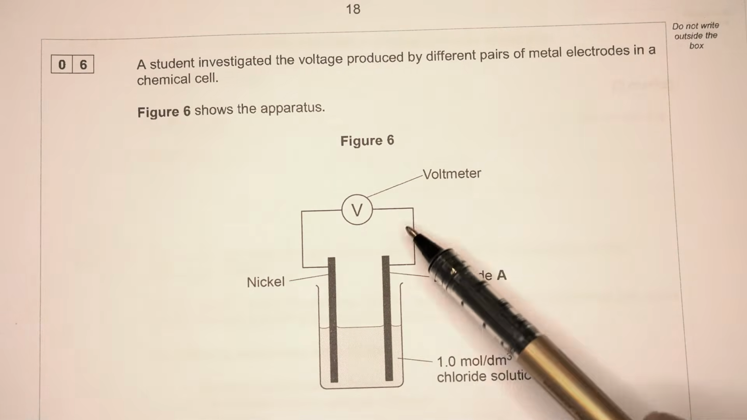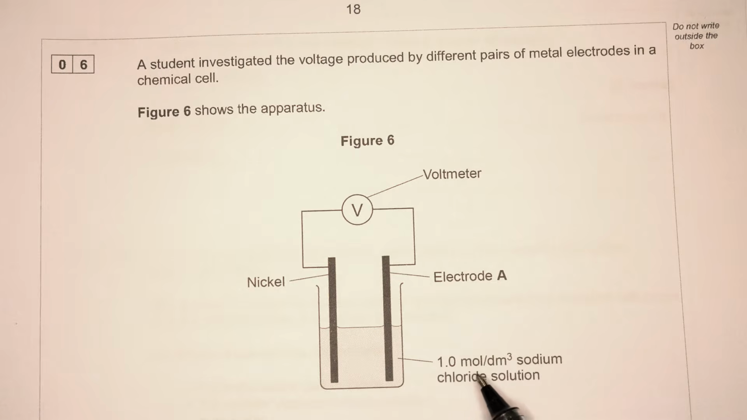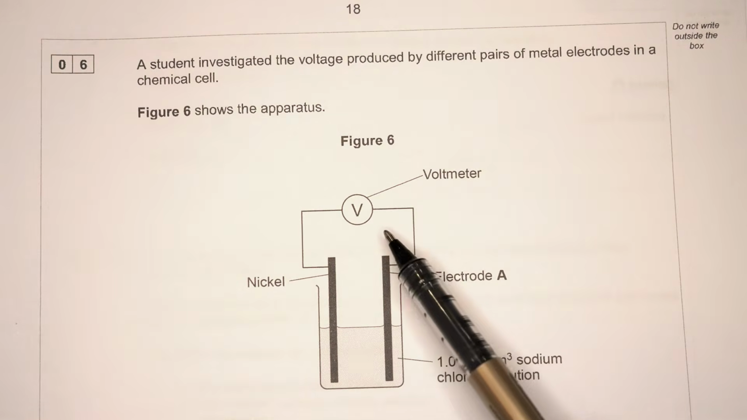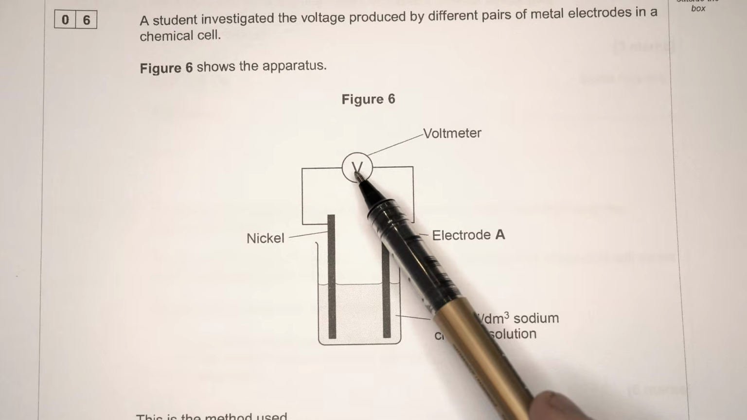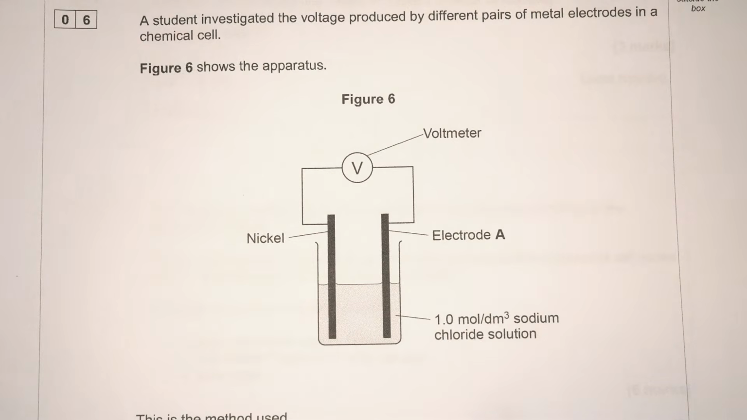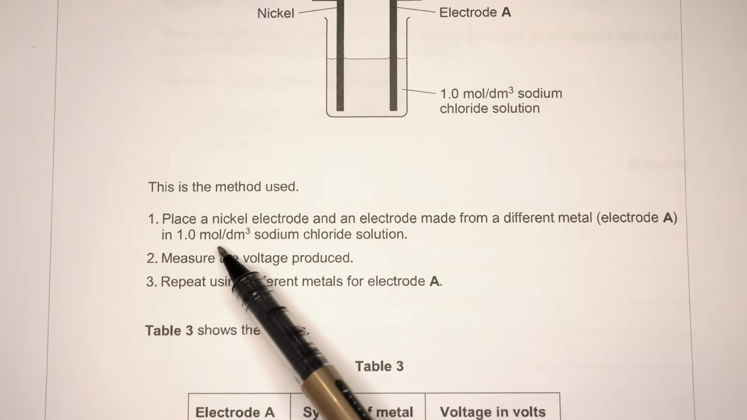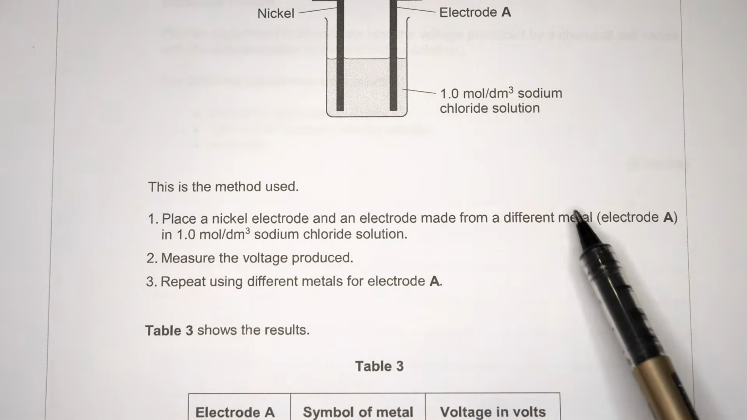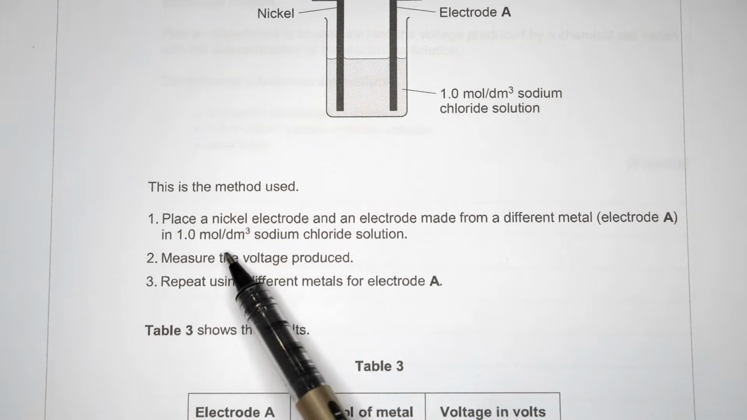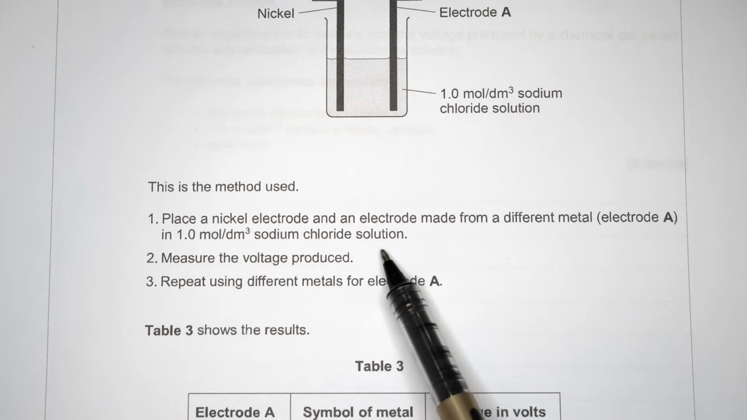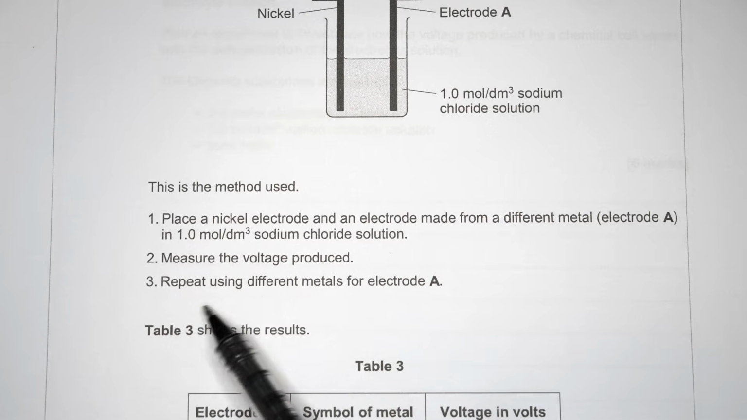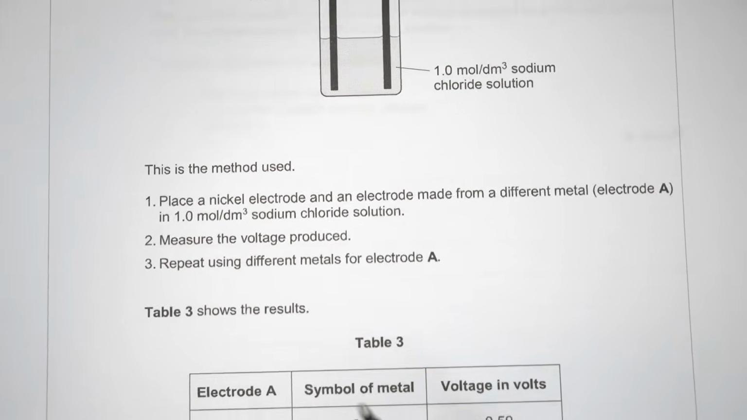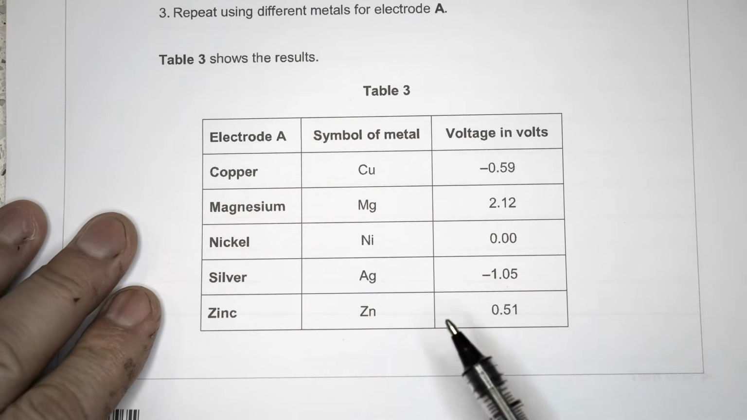A student investigated the voltage produced by different pairs of metal electrodes in a chemical cell. So we've got nickel and another electrode in 1 mole per dm cubed sodium chloride solution, and we've got a voltmeter measuring the potential difference produced. So this is what they did. Place a nickel electrode and an electrode made from a different metal, which is electrode A, in 1 mole per dm cubed sodium chloride solution, measure the voltage and repeat with different metals. And then we've got a table of the results obtained.